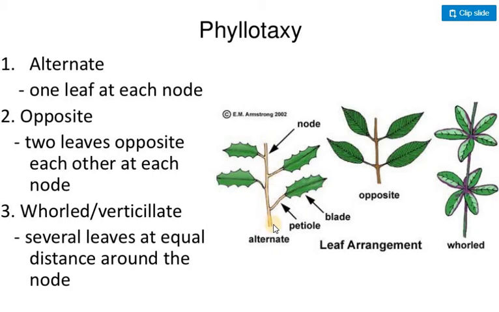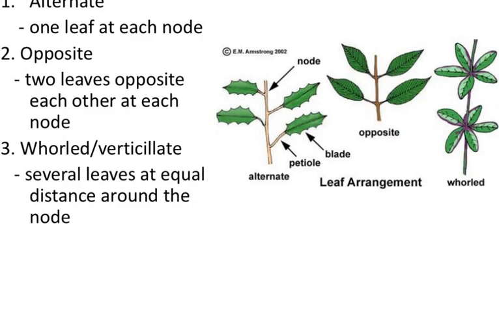If you see the first diagram, this leaf is toward this side, the next leaf is at a distance, then the third leaf like this. So leaves are alternating on both sides. They are called alternate arrangement of leaves. In this case, leaves are oppositely arranged, each leaf opposite to each other. And in this case, the leaves are surrounding a node. In a node, multiple leaves are arranged surrounding the stem. This is called whorled or verticillate phyllotaxy.